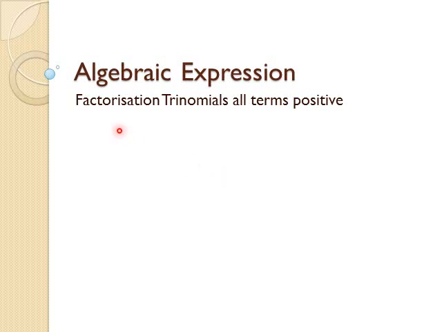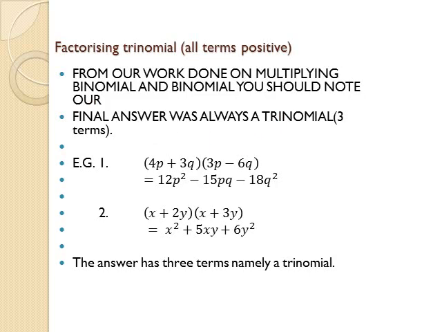Right, now in this lesson we'll be factorizing trinomials, meaning three terms are given, and I've broken them up into where all terms are positive, then last two terms negative and middle term negative. Right, so from the work done on multiplying binomial by binomial, you should note our final answer was always a trinomial, three terms. So there I said 4 times 3 gave me 12, p times p, p squared.